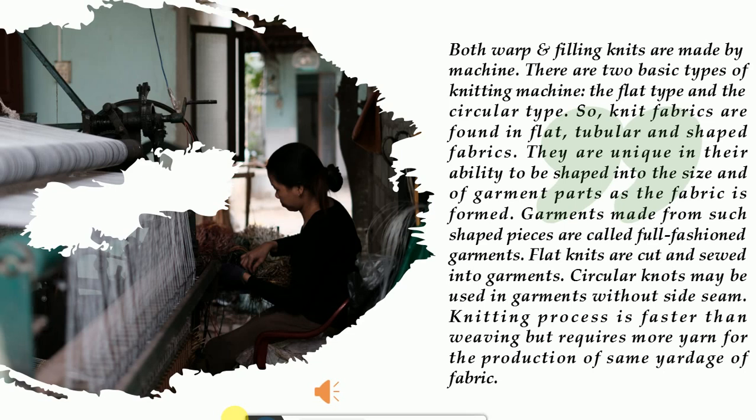Flat knits are cut and sewed into garments. Circular knits may be used in garments without side seams. The knitting process is faster than weaving but requires more yarn for the production of the same yardage of fabric.